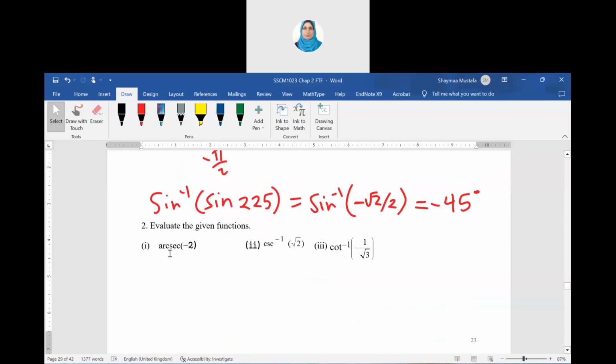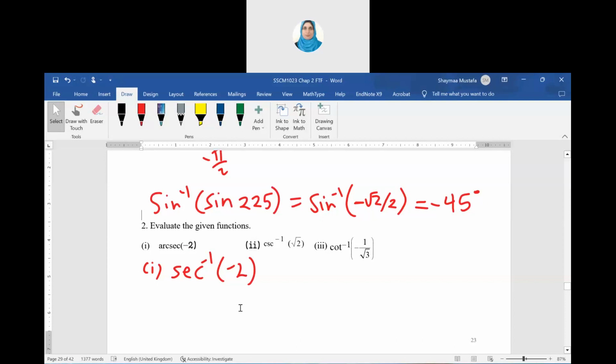We need to calculate arc sec of minus 2. Arc sec is the same as sec inverse. Arc sec or arc cos or arc tan, this is the inverse function. So we need to calculate sec inverse of minus 2. Sec inverse is like cos, because sec is 1 over cos. So sec inverse is like cos. Now this one is a negative value.